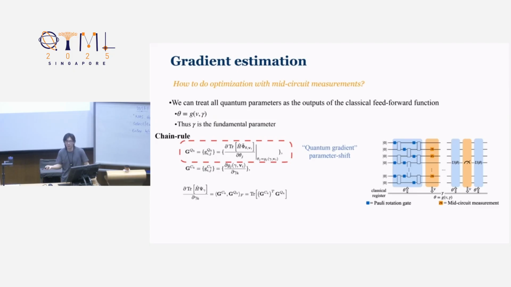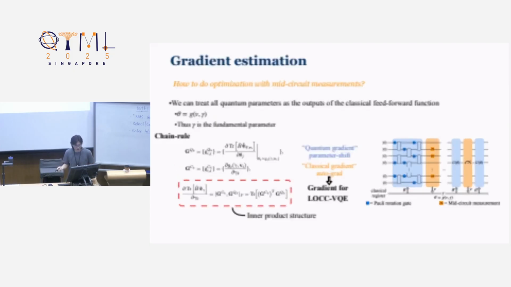So if we go backward and want to get the gradient, we first go from the energy to the theta, which is something called the quantum gradient or parameter shift in conventional VQE. The second part is what we added to this new framework: how theta responds to gamma, which is a classical feed-forward function we define. This part of the gradient is given by auto-gradient of the classical feed-forward function. These two combined give you the gradient you really want, how you should tune the fundamental parameter gamma. And there is an inner product structure.